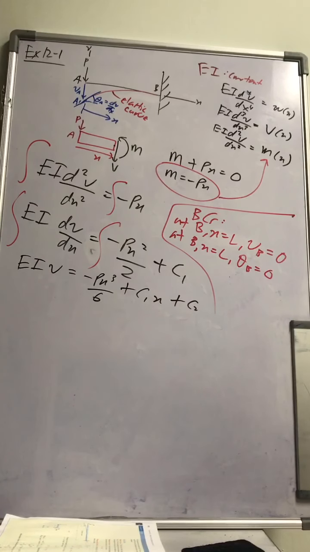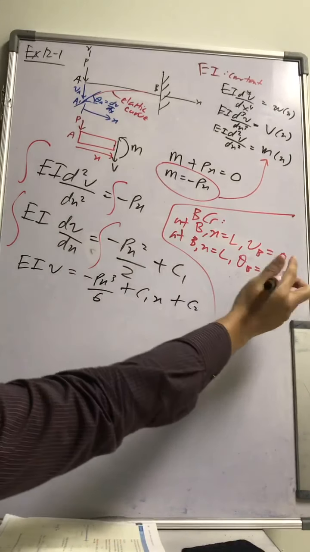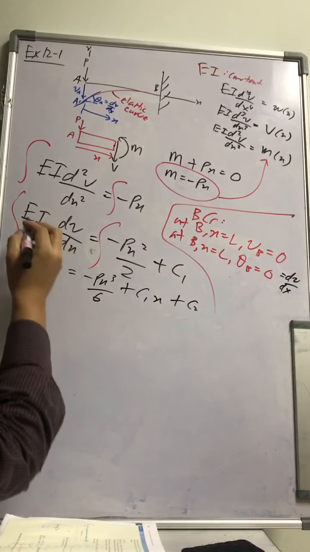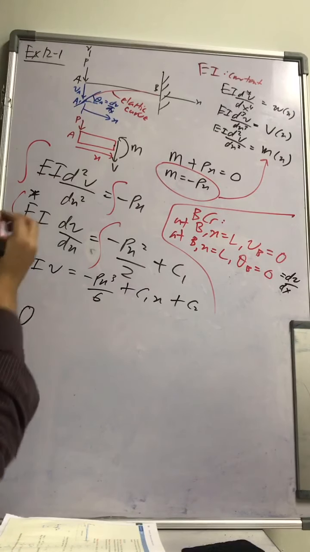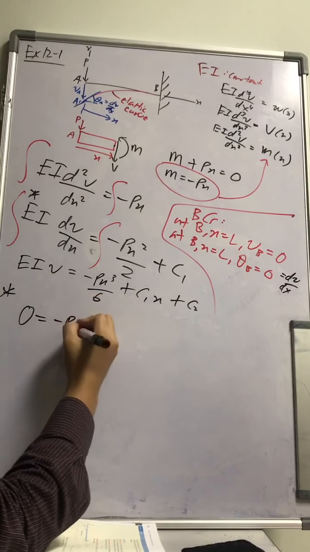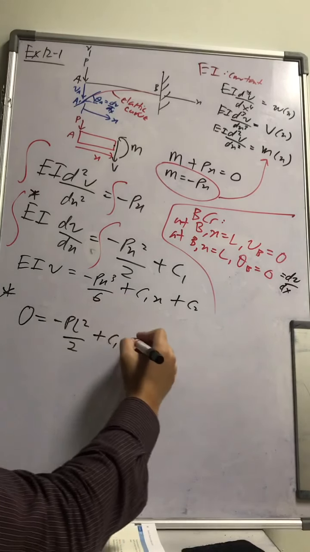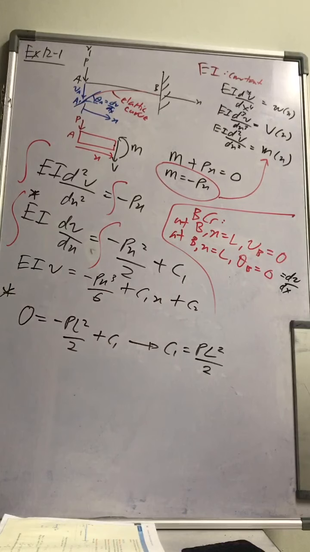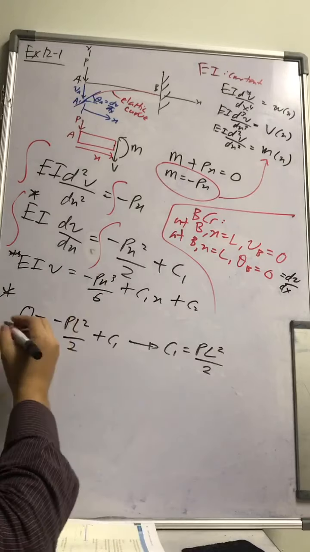How do you do that? You put into this, theta B is basically dnu over dx, and it is 0. So 0 times EI equals to minus PL squared over 2 plus C1, isn't it? So your C1 equals to PL squared over 2. Is it okay? So this is your first constant C1.